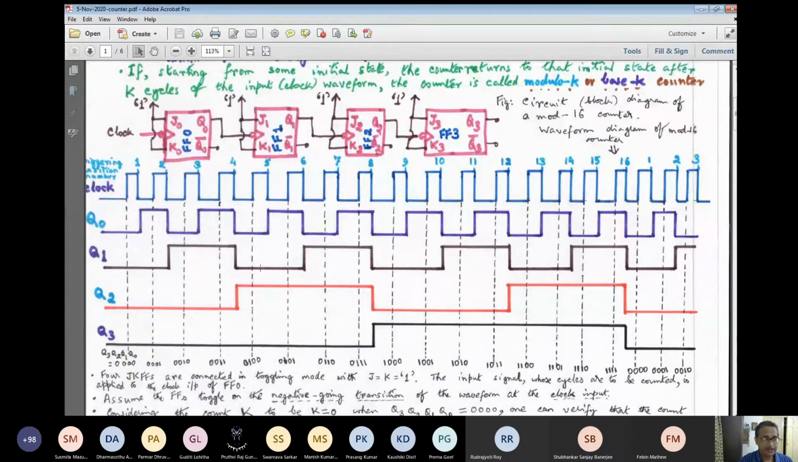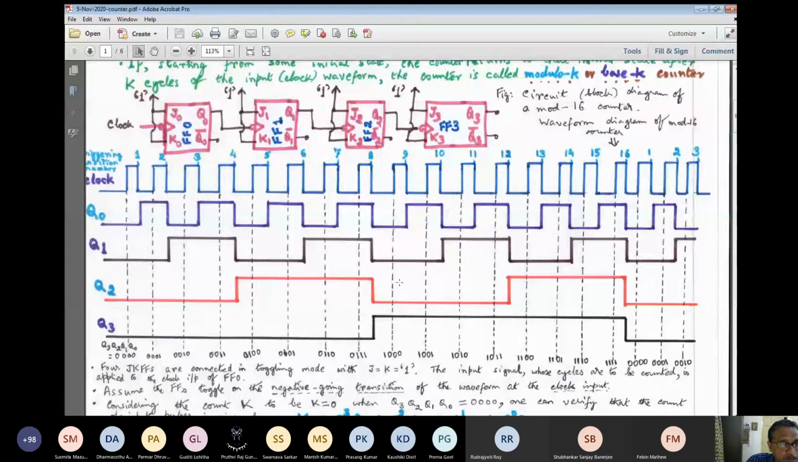So this is the clock, this is the overall waveform of a modulo 16 asynchronous or ripple counter. Is the generation of the overall waveform clear to all of you? Yes or no? So I've drawn the clock waveform. Below that, the output available at FF0. Below that, the output available at FF1, FF2, FF3. Is it clear to all of you, dear friends?